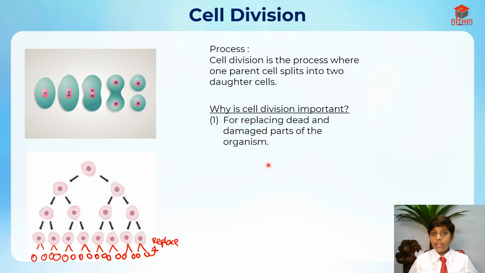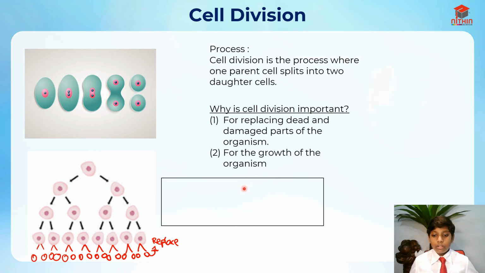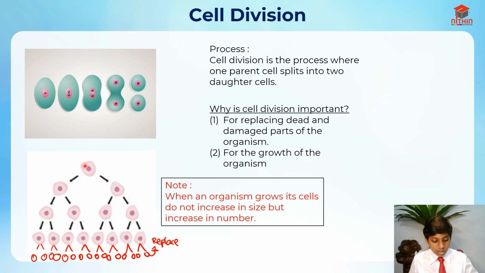The second function of cell division, why is cell division important? It's for the growth of the organism. Basically we have to know that when we are growing, our cells do not increase in size, but they actually increase in number. See this cell, it does not increase in size as it goes, it actually increases in number. So just like this, when an organism grows, its cells do not increase in size but increase in number. So you got to note this. Take note. Now let's move on to photosynthesis.